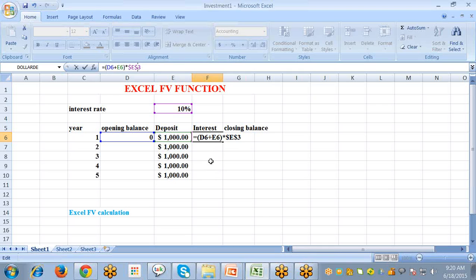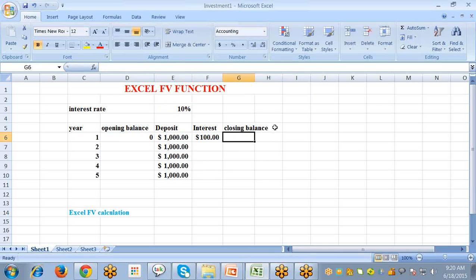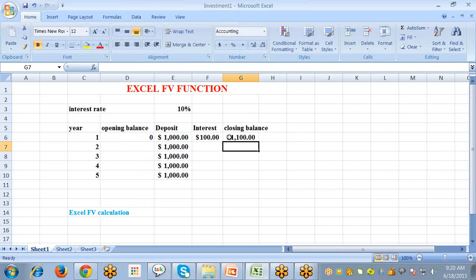I just copy paste it. The closing balance is the sum of the opening balance, deposit amount, and the interest. So the closing balance for the first year is 1100, and this closing balance will be the opening balance for the next year. So the interest will be calculated. I just copy paste this formula, and the closing balance for the second year will be 2310.